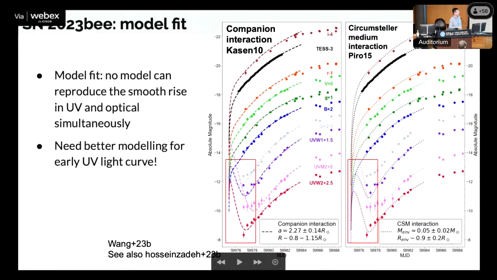But again, as Ali has mentioned, we find that all of these models don't seem to fit the TESS light curve, multiband light curve, and the UV light curve very well. The companion interaction model and the CSM interaction model can give a good fit to the TESS light curve, but they give a too strong or sharp early excess in the UV part, which is not seen.